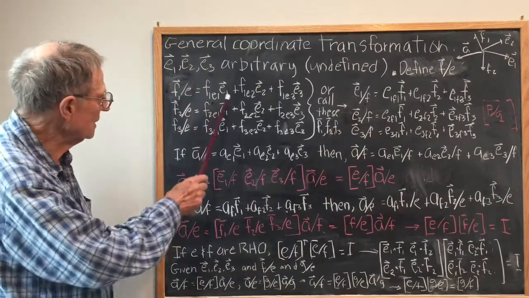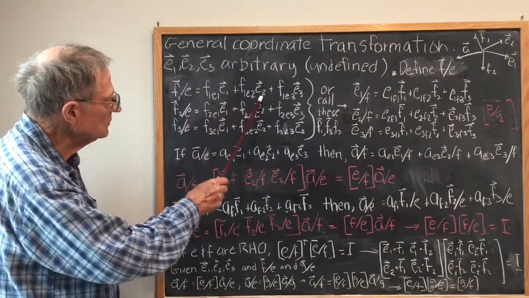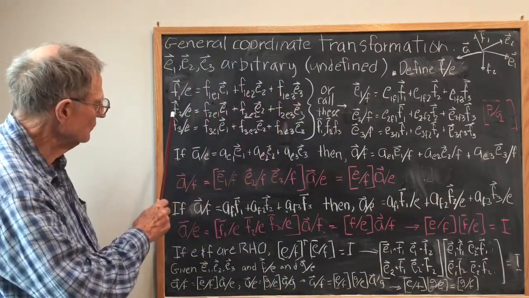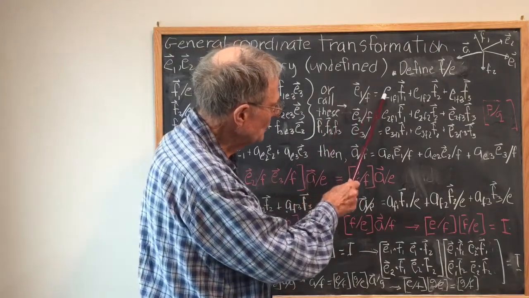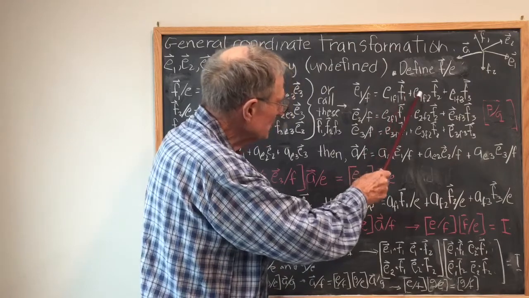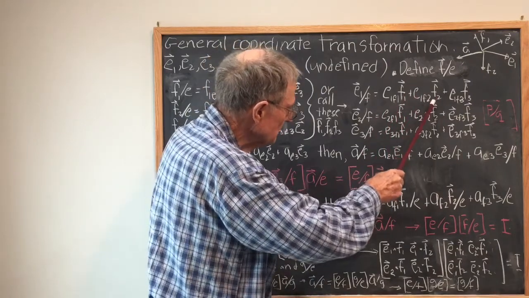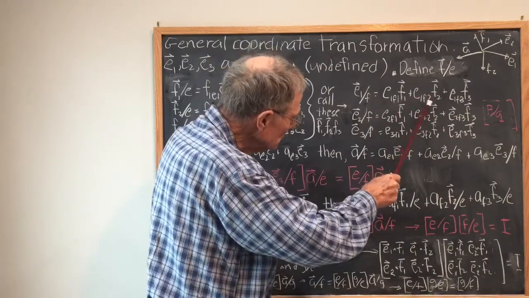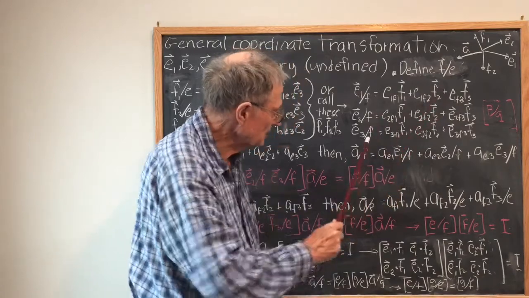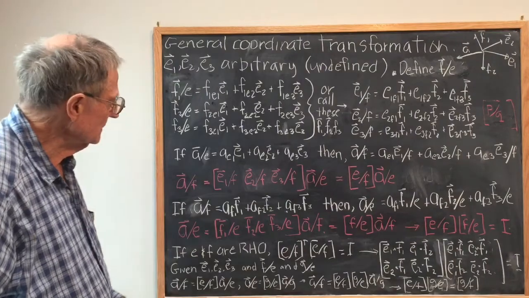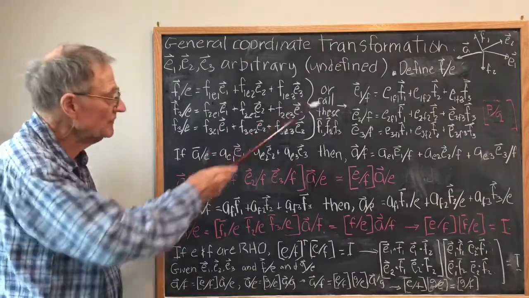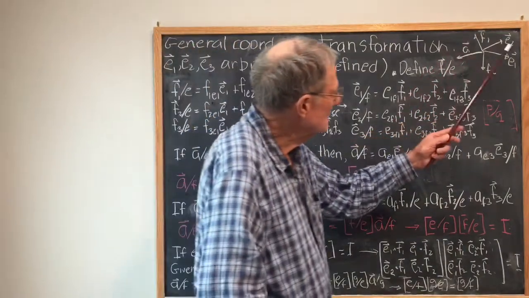And I do that by solving these three equations for E1, E2, and E3 in terms of F1, F2, and F3. Then I get that E1 with respect to F is E1·F1 times F1 plus E1·F2 times F2, and so on.